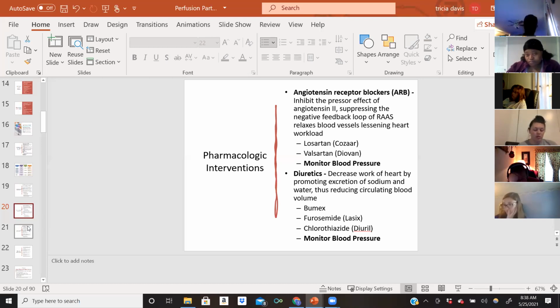We want to implement those safety precautions. All right, so diuretics, these work by decreasing the work of the heart by promoting excretion of sodium and water, which in turn will reduce our circulating blood volume. So we can give Bumex, furosemide, which is also Lasix, chlorothiazide, which is also Diuril. These are some of the most common diuretics that we use. And again, the big take home there is monitoring the blood pressure.